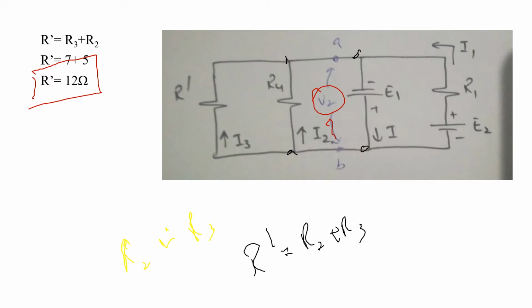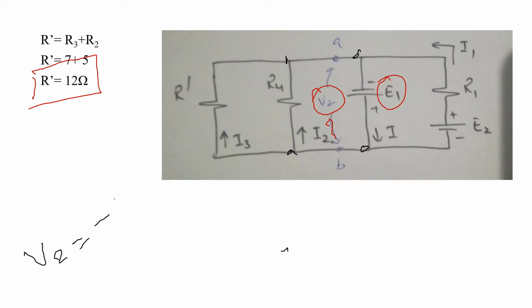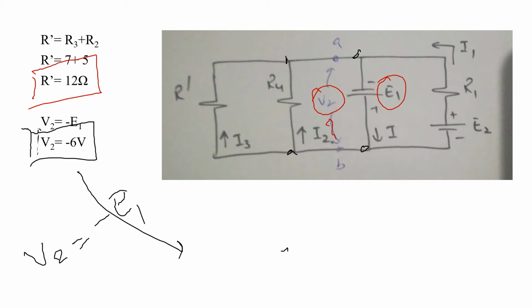We can see that V2 is parallel to E1, so we can say that V2 is equal to E1 because they both are in parallel, but the polarities of E1 applied force is opposite, so we can say that the value of V2 is equal to minus E1. When we substitute the value of E1, we can see that it is equal to minus 6 volt. Minus sign indicates that the polarities are opposite. So we can say that V2 is equal to minus E1 and V2 is equal to minus 6 volt, which is our required result.